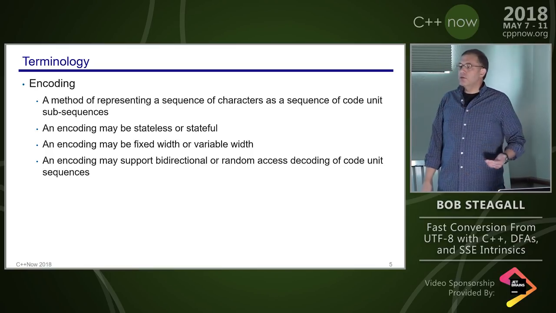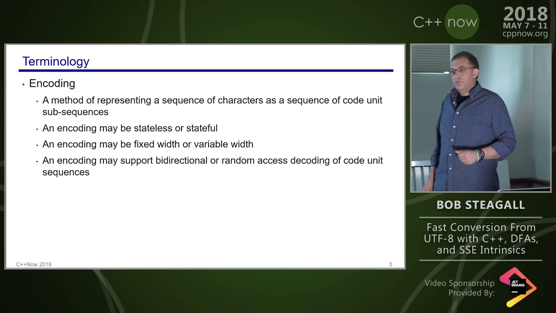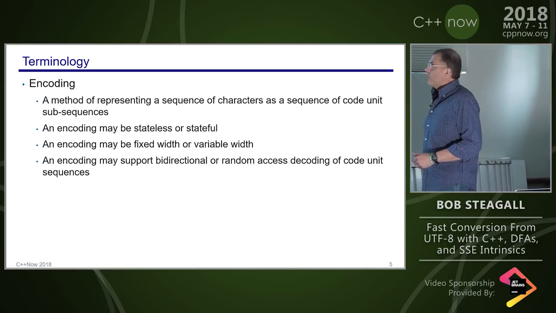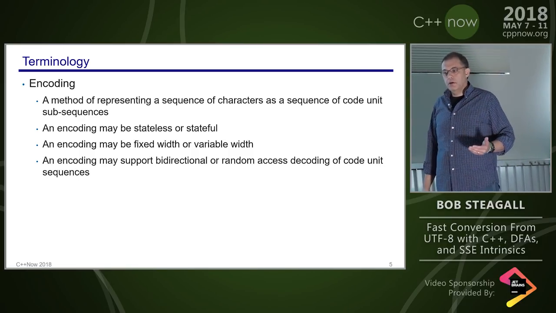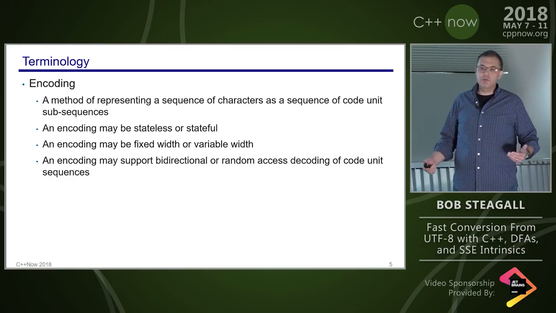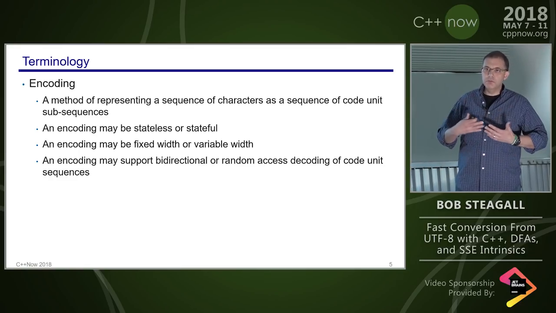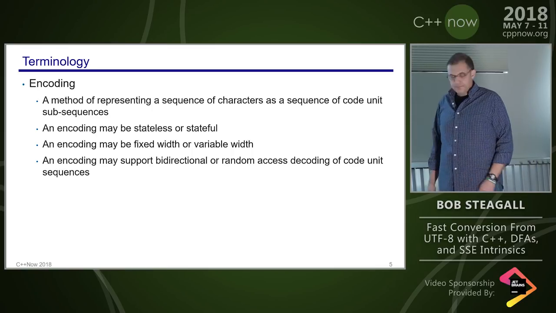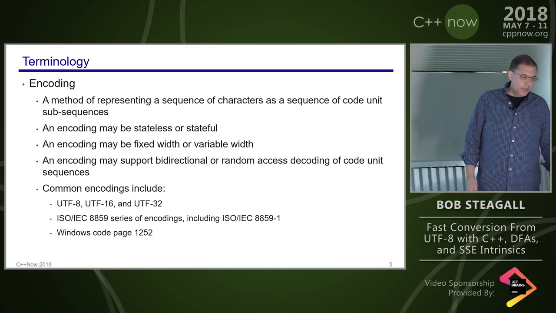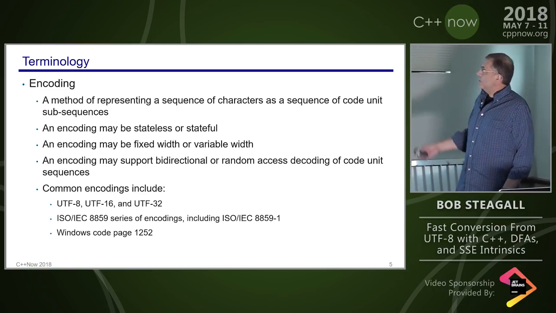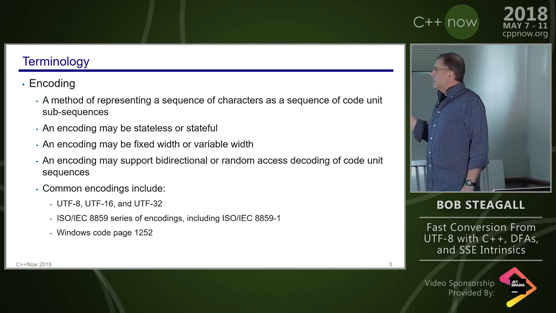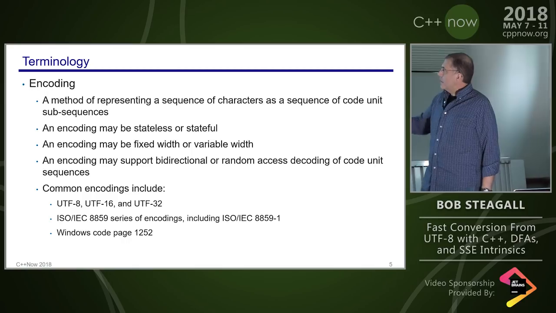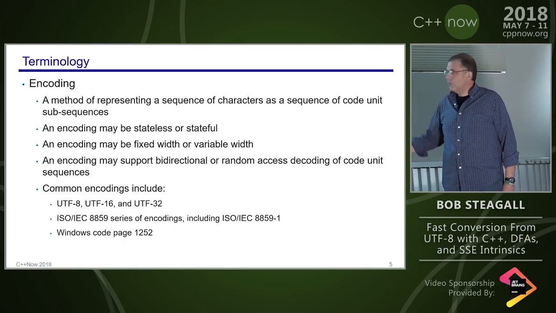Encodings can be bidirectional. For example, you could have situations where you are mixing, say, right to left and left to right scripts in strings. They can be random access. You're probably familiar with all of these kinds of encodings: UTF-8, 16 and 32, ISO/IEC 8859, and Windows Code Page 1252.